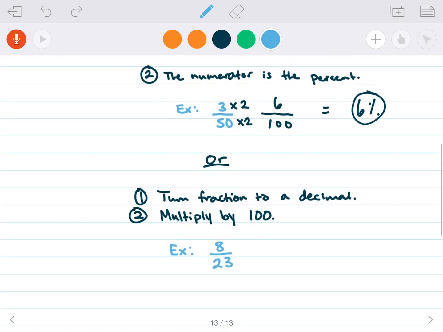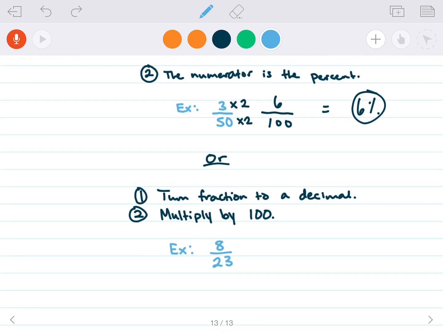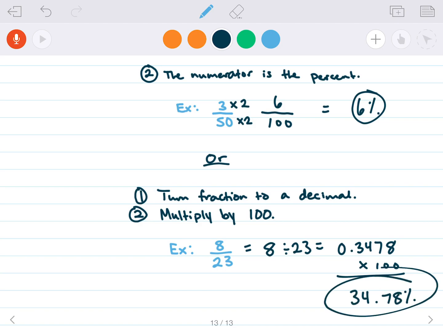The second way was to turn the fraction into a decimal and multiply by 100. So this one is going to be 8 divided by 23. That's how we change fractions into decimals. And in the calculator, I'm going to get 0.3478. I'm just rounding it. And then if we multiply that by 100, we're going to get our percent. We're going to get 34.78%. So that was the second way you could do it.